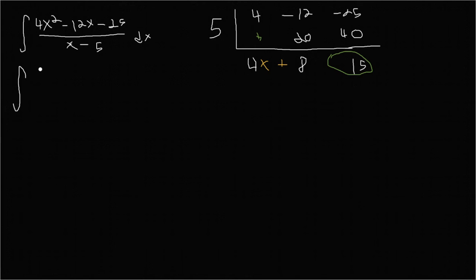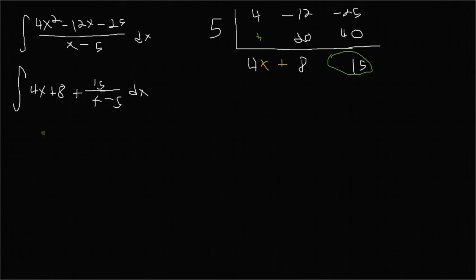Because now it's in the form we can integrate, right? Because we have this stuff that actually was able to be divided. So we have 4x plus 8, and then we have this plus 15. I'm going to pull up the 15 because we're going to divide it by our denominator, and our denominator is x minus 5, dx. Right?